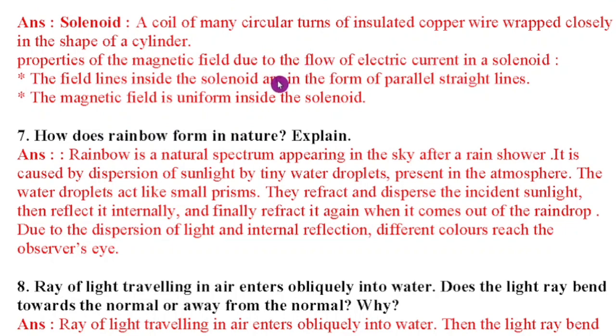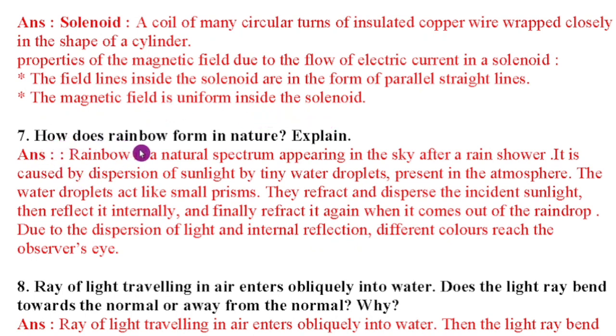So what are the properties when the magnetic field is flowing? The first one is the field lines inside the solenoid are in the form of parallel straight lines, and the second one is the magnetic field is uniform inside the solenoid.